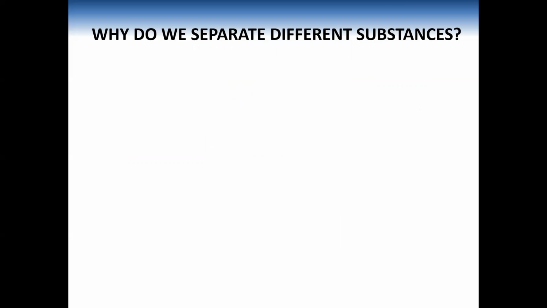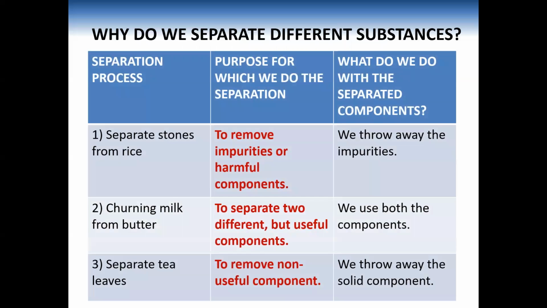Why do we separate different substances? The first separation process, separating stones from rice. Right now we discussed that we separate impurities like stones from rice and we throw away all the impurities. Second one, churning milk to get butter. In this process, we are separating two different but useful components and we can use both the components. Third one, separating tea leaves. In this case, tea leaves are not useful for us. We throw them away after separation.